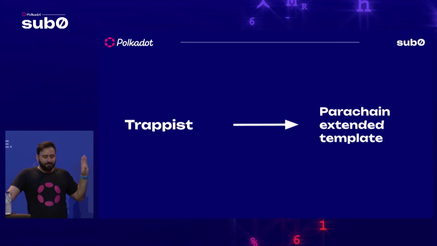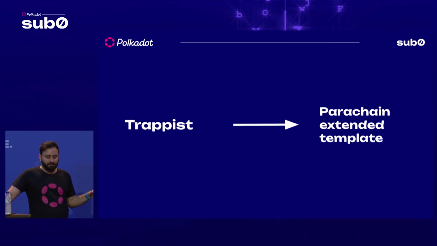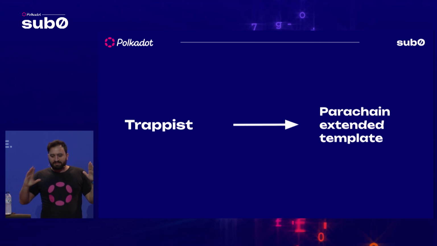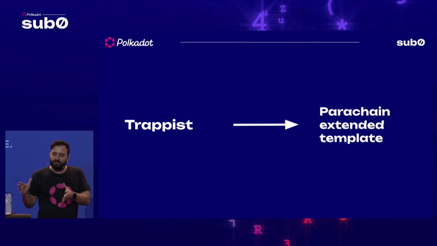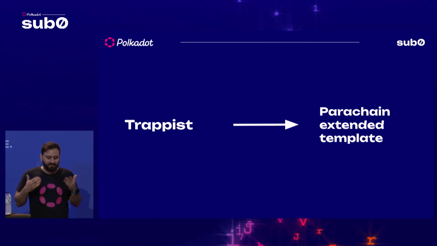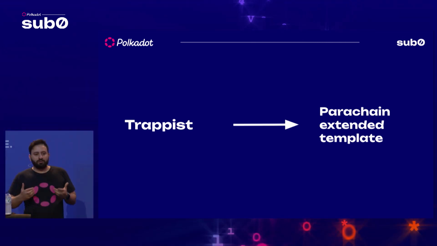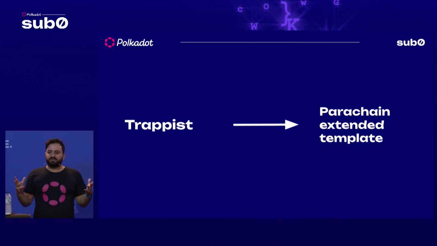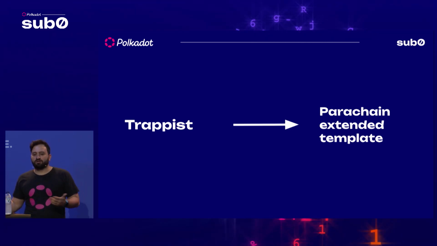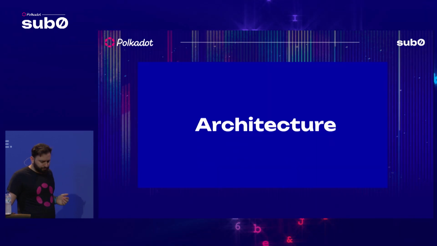But the purpose of Trappist as a project is to test all those good practices and bring them into this extended template. So if you need to build your own parachain, for example, you just grab these templates, which already have a lot of work made for you, okay?